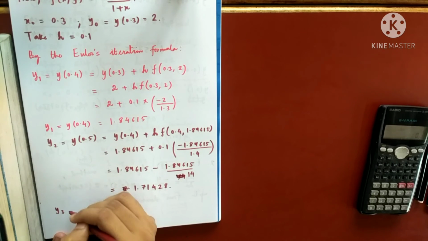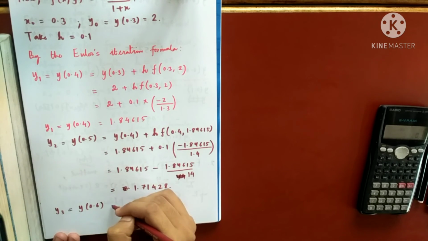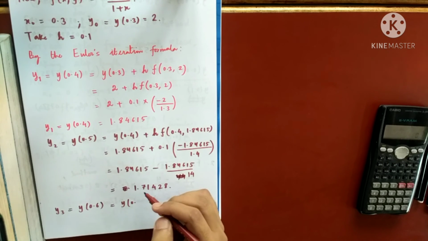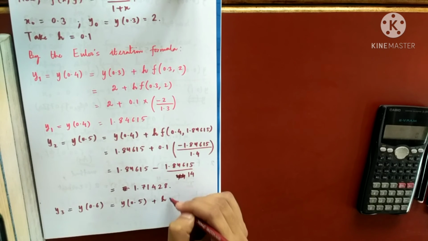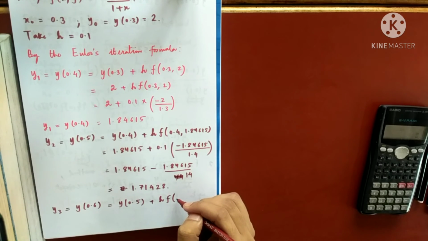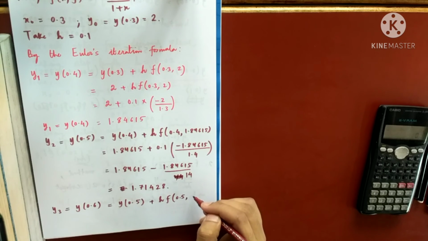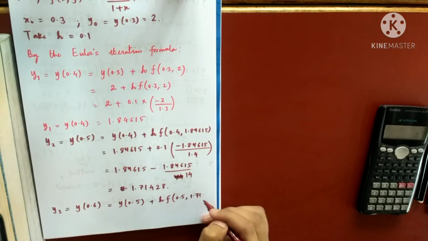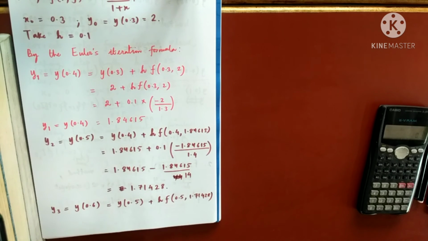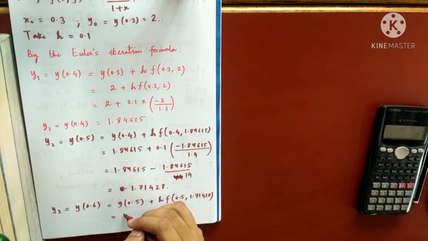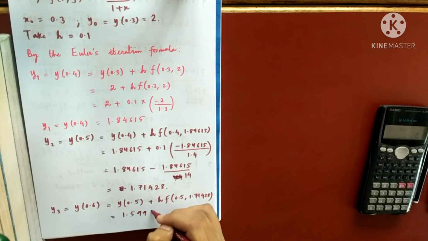Y3 you compute, which is nothing but y at 0.6. It is y at 0.5 plus h times f of x, where the last value of x is 0.5 and the new value of y is 1.71428. Please compute and tell me what will be y at 0.6. You have to keep on doing up to y of 1. There will be 7 iterations, so I have already done 2. Yes, very good. So 1.59999, this should come. Go for the next one.